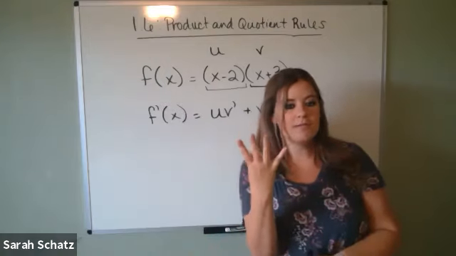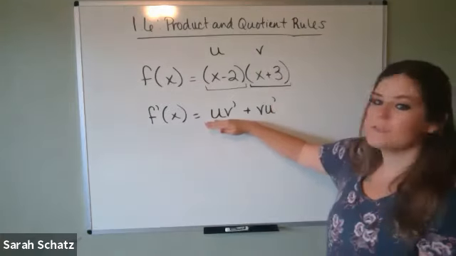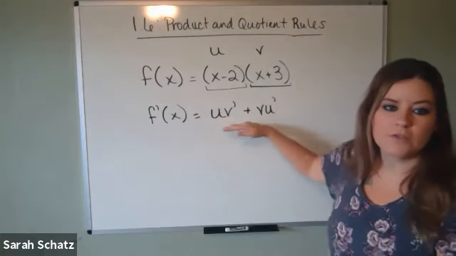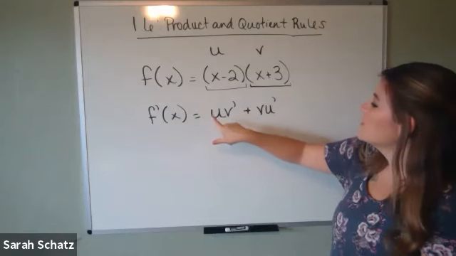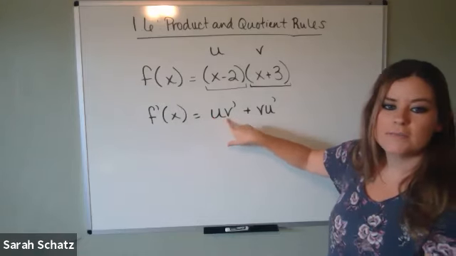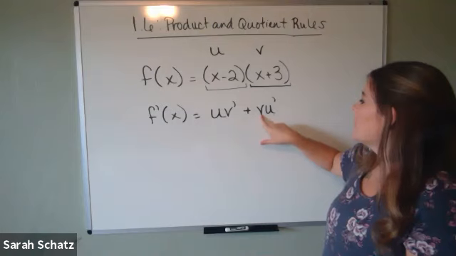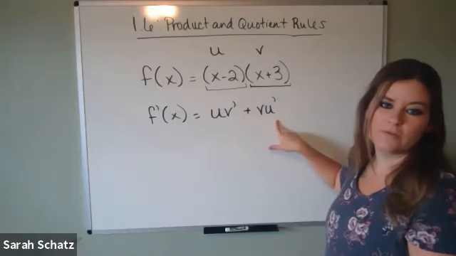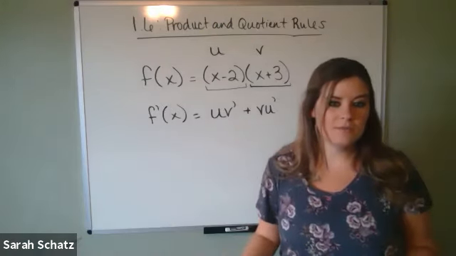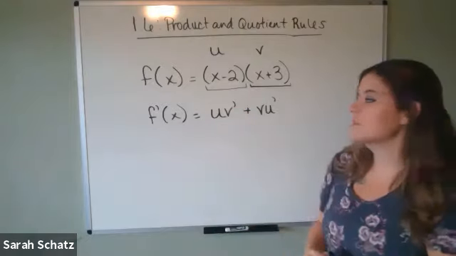So you have four things happening here. And notice you just pair them up in an alternating fashion. So here we have original U times derivative V. Here we have original V times derivative U. And you guys, this is the way we do derivatives of products. So let's look at our problem.